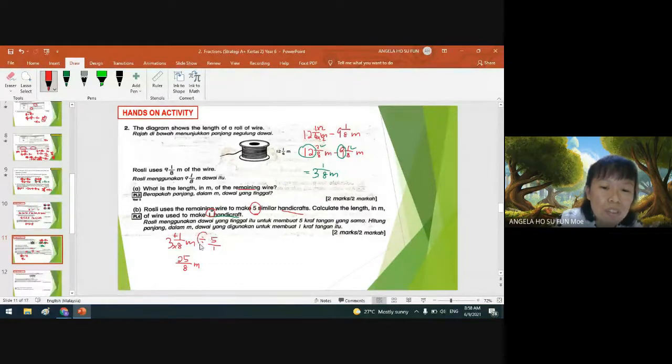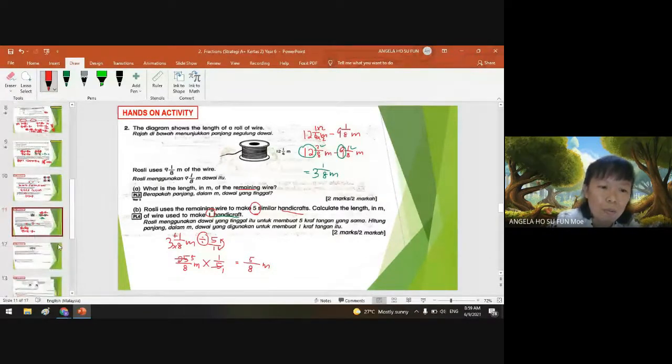So when I know this is division, I change to multiplication, and I need to re-inverse this 2 number. Instead of 5/1, now it become 1/5. So you see, from here, 5 and 25, I can cancel with timetable of 5. 5 times 1 is 5. 5 times 5 is 25. So you have here, 5 times 1 is 5, and 8 times 1 is 8. So your answer is 5/8 meter.